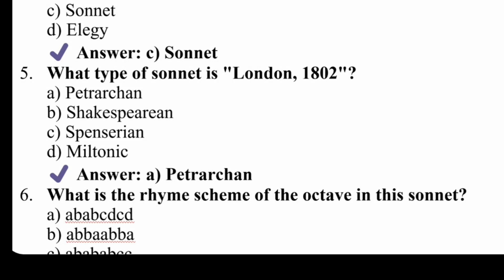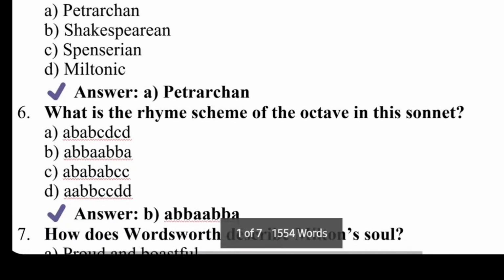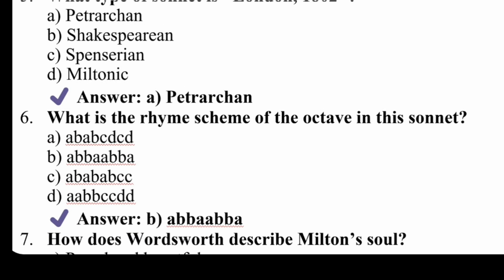What is the rhyme scheme of the octave in the sonnet? A Petrarchan sonnet is divided into octave and sestet. Octave means 8 lines and sestet is 6 lines. So total is a 14 line sonnet. So here it is asked about the rhyme scheme of the octave. So it is ABBA, ABBA.